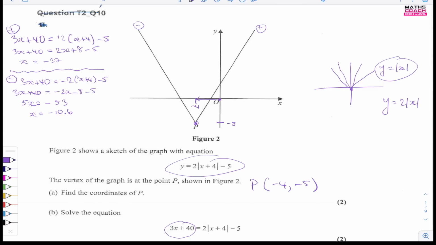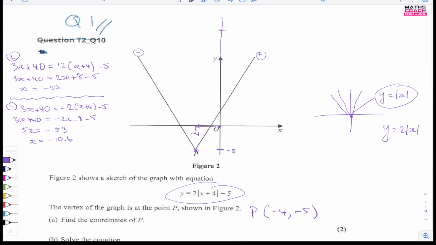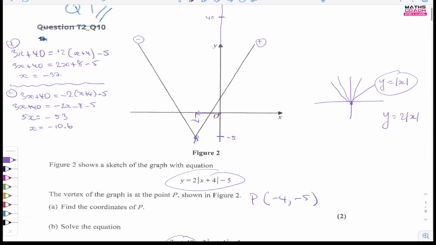Okay, both solutions are negative. So let's look at the graph of 3x plus 40. Plus 40 means the y-intercept is going to be somewhere on the top. So let's say the intercept is here. If you look at the positive branch, if you expand the bracket, you can see it's 2x minus 3. So the gradient of this line here would be 2. So the gradient of this positive branch, m equals 2.